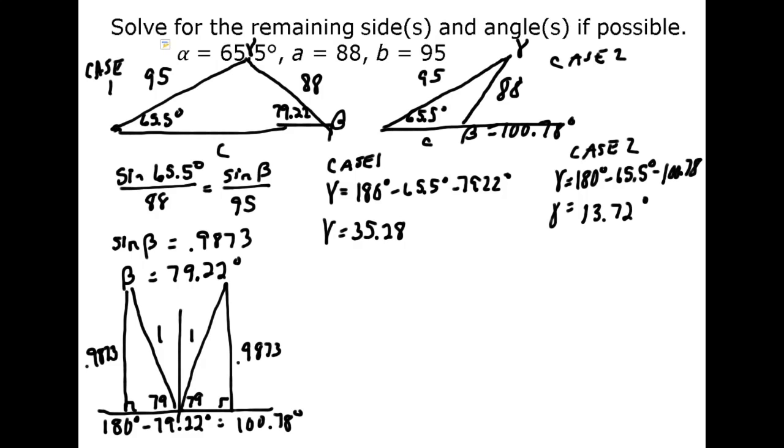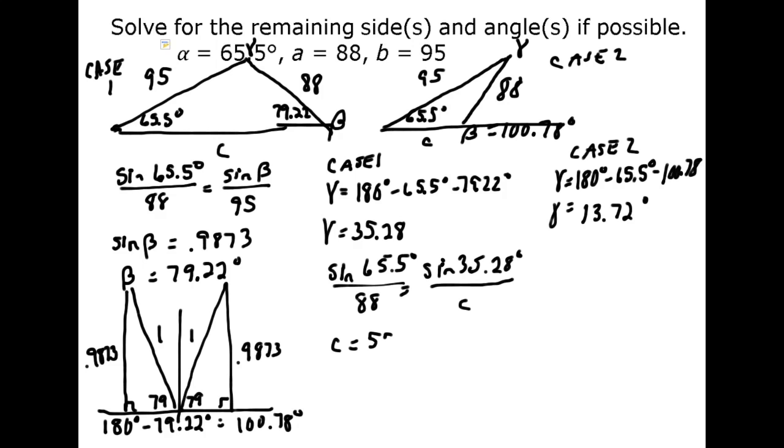So we have gamma for each case, and then we use the law of sines to find C for each case. You can see in your picture that the C's would have different lengths. So we say sine of 65.5 degrees over 88 equals sine of gamma, so sine of 35.28 degrees over C. And you cross multiply and find C. When you do that, C comes out to be 55.86.